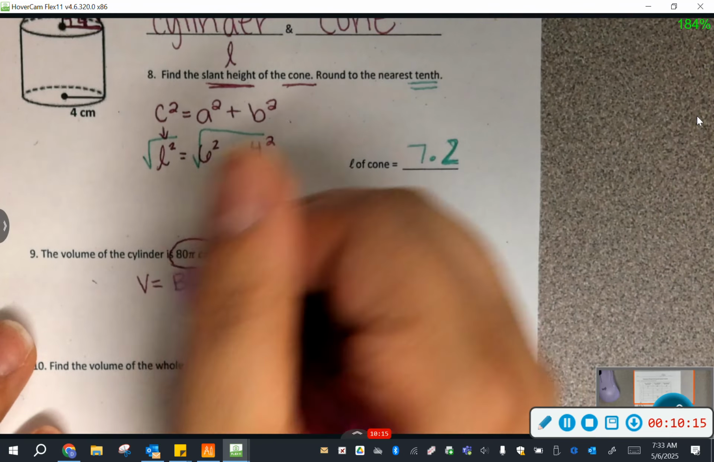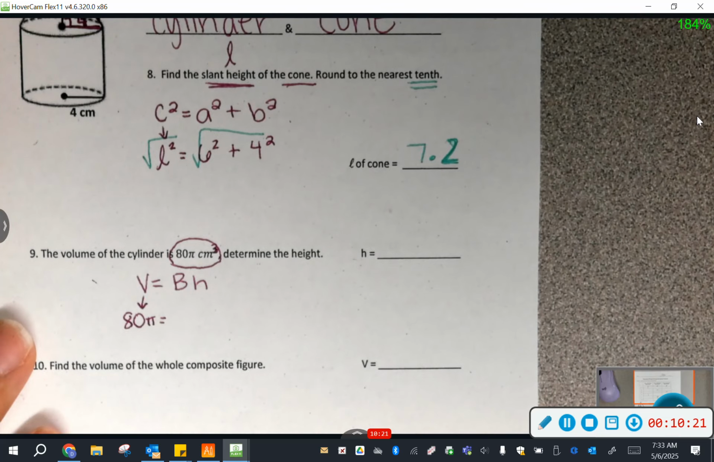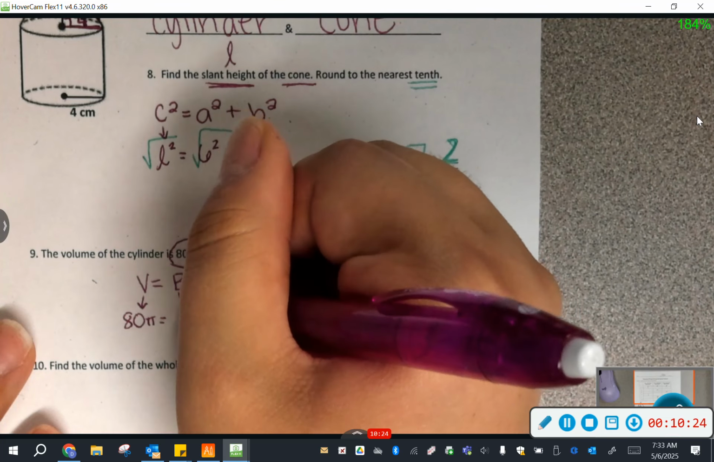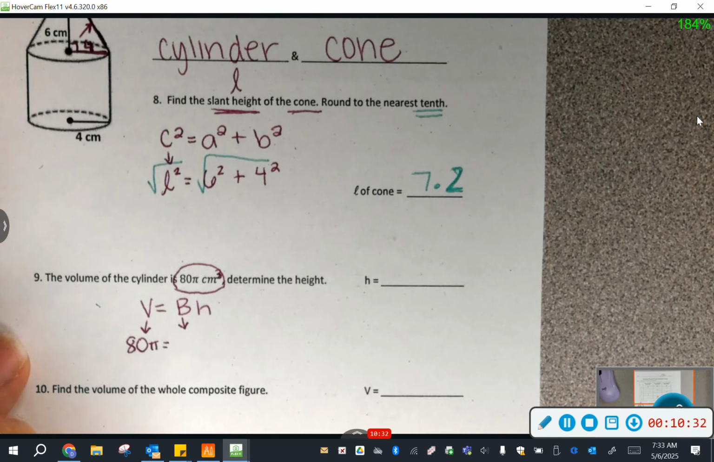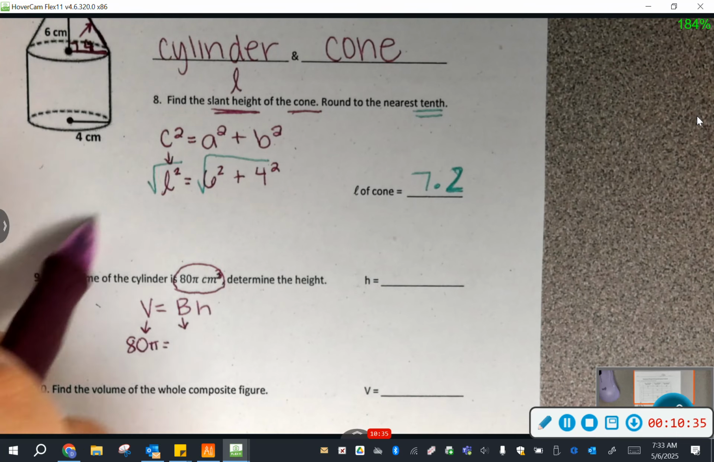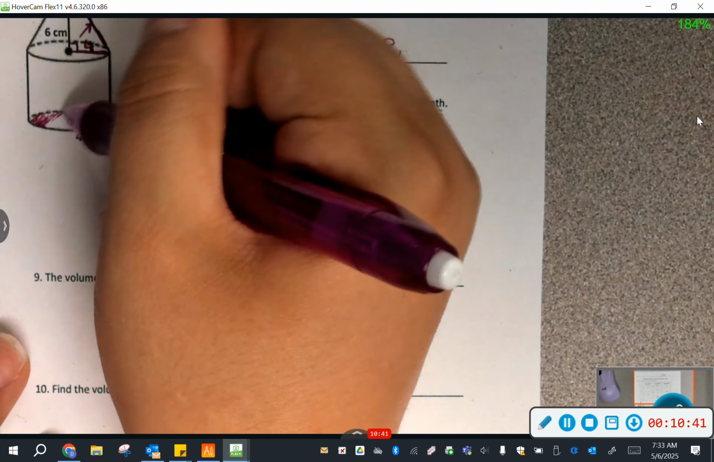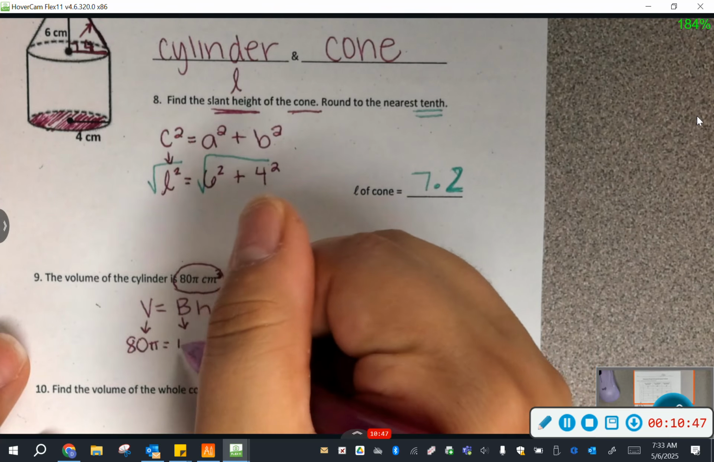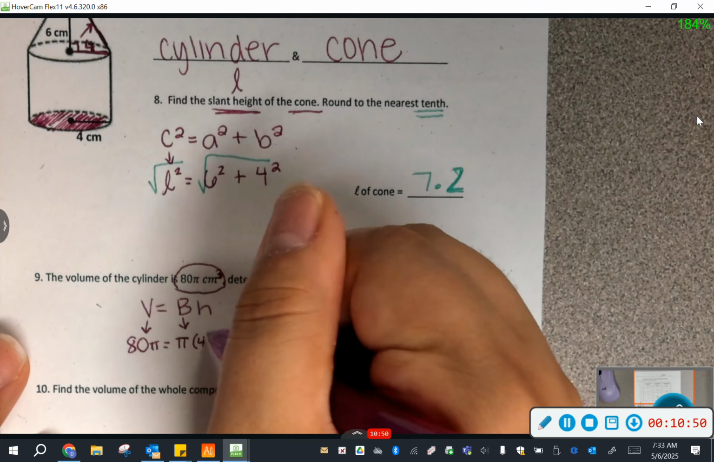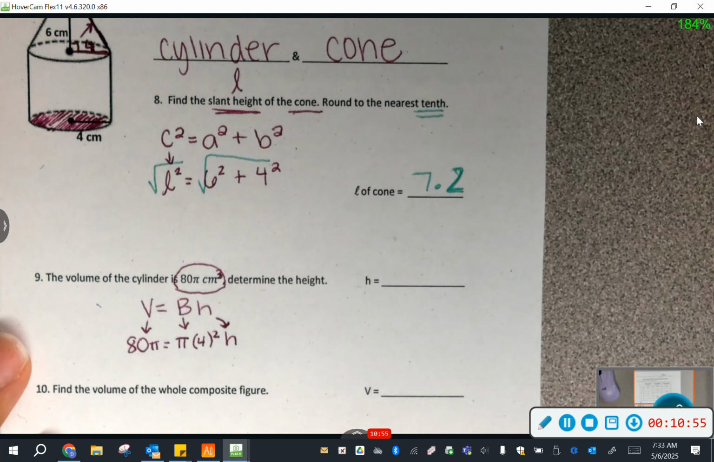Well, it's telling us the volume is 80 pi. So I'm going to put 80 pi right there. What does big B mean? The area of the base. What is the base of this cylinder? What shape? It's a circle. What is the formula for a circle? Pi. What's my R here? 4 squared. And then I'm just going to bring down H because that's what it wants us to find out.